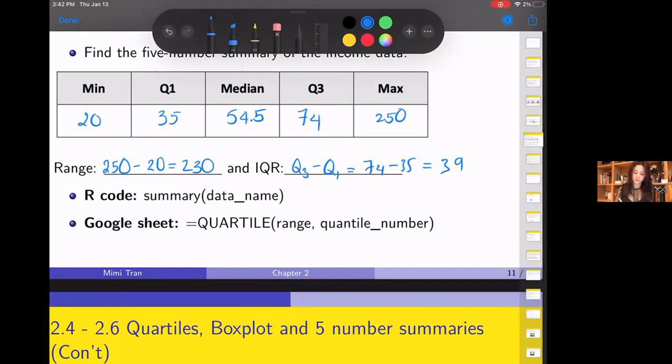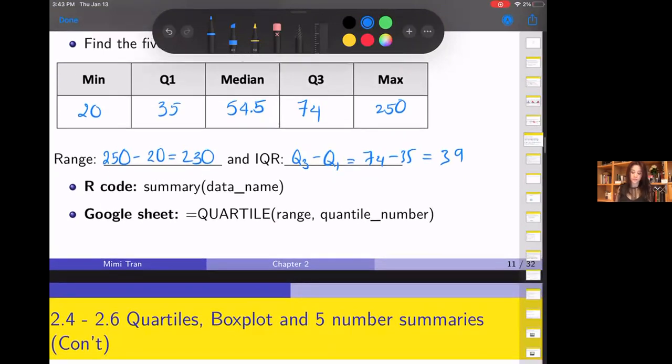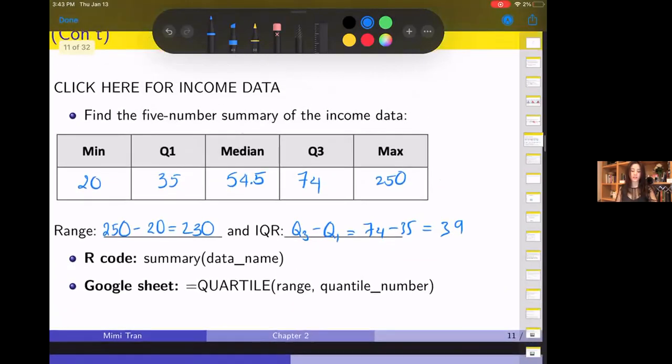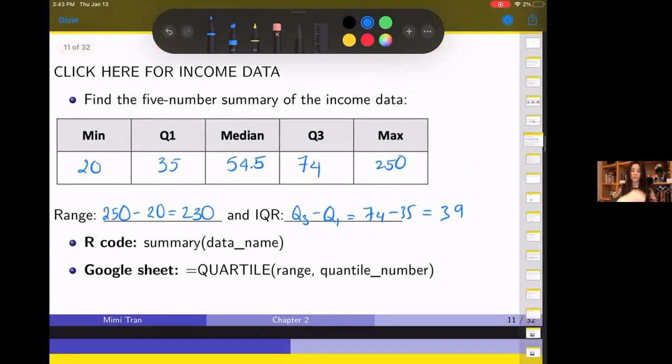All right. Okay, we're going to do this in R. Go ahead and turn on R, and then please, you already know how to do that, right? The summary. Then go ahead and click here for the income data. We're going to go to the Google Sheet again. Delete that value. I forgot to do that for you. That was the income data.